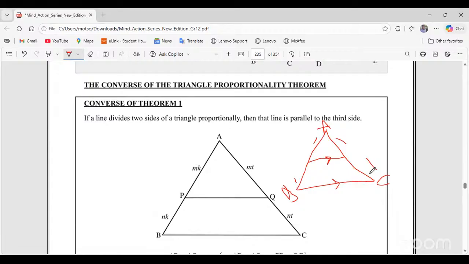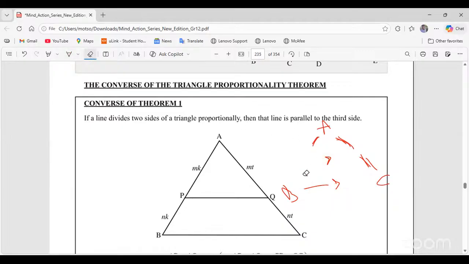So now, with the converse of that theorem, we are just reversing the things. Now, you will be given the ratios of these sides, or you will be given the lengths of these sides, and then you will create some ratios to now show that these lines are parallel. I hope that makes sense to you guys. So now let's dive into this business of this lesson.